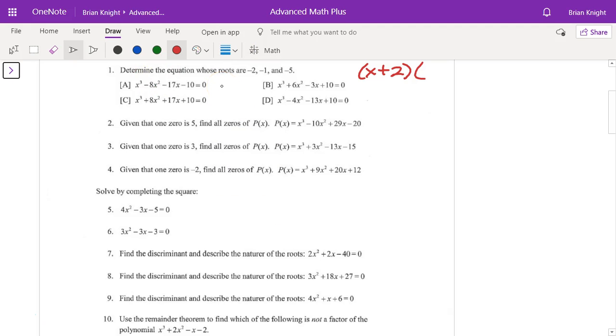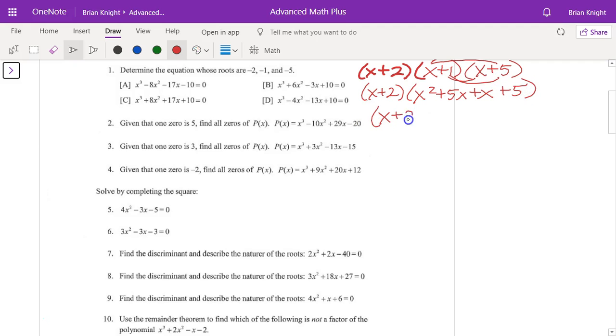If x minus 1 is a root, then x plus 1 is a factor. And if x minus 5 is a root, then x plus 5 is a factor. And then you multiply them out. So I'm going to leave the x plus 2 like it is. If I do x times x, you get x squared. X times 5 is 5x. 1 times x is x. 1 times 5 is 5. So x plus 2 times x squared, 5x and x makes 6x plus 5, and then you multiply one more time.